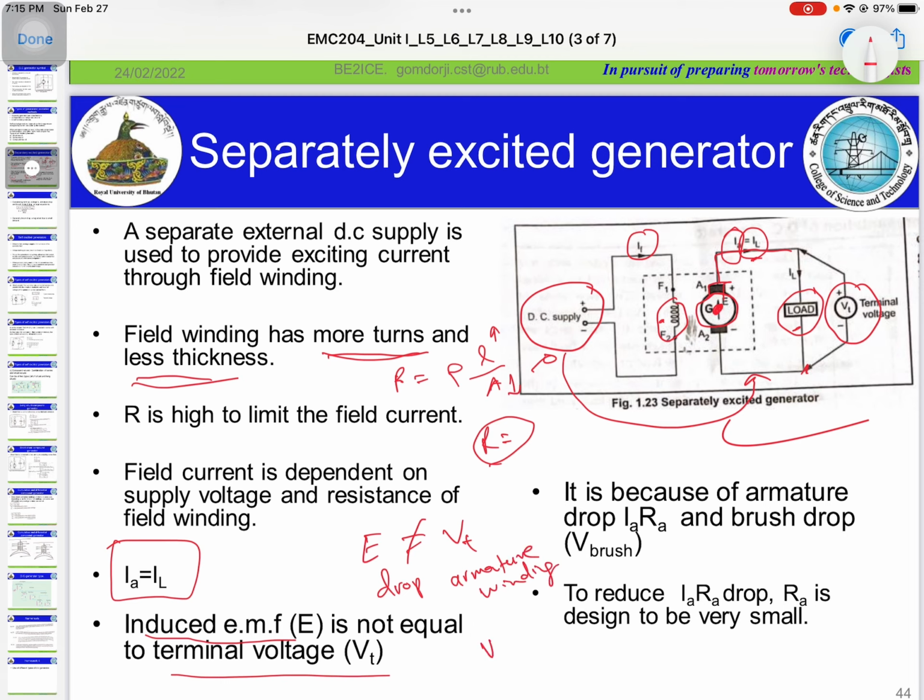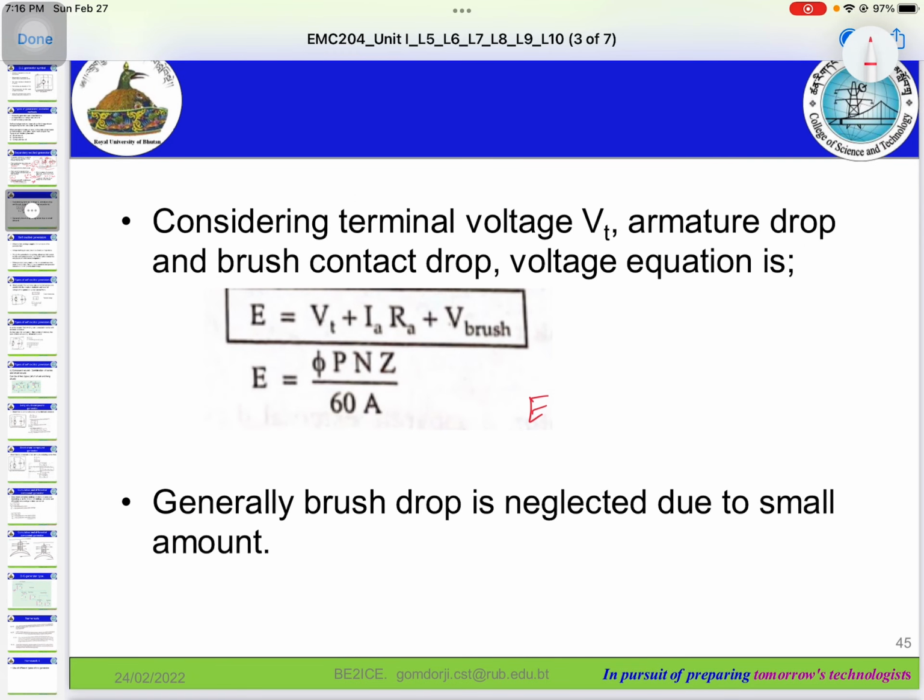and sometimes we can also consider the brush drop. But if you compare, in case of higher rating generators, this brush drop will be very minimum, and then we can neglect it. But in most cases, if it is a small generator, we have to take this brush drop into consideration. With these two types of drops, the armature drop and the brush drop, V brush, your induced EMF E will be equal to the terminal voltage plus the voltage drop across the armature plus the V brush.